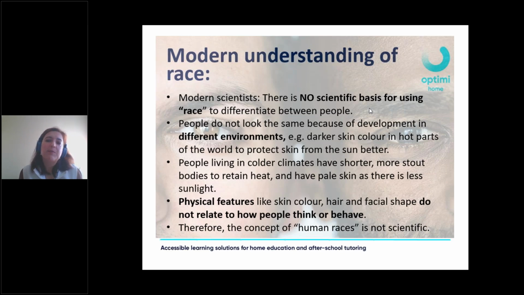So people do not look the same because of development in their different environments. Modern science would say that there's no such thing as race. Race was a term made up by these people during the late 1800s and the early 1900s, developing these theories on race and discrimination and all of these things, when there are actually other reasons why people look the way they look. There is no such thing as a superior race having better genes, for example, than other people. People look the way they look biologically due to environmental circumstances.